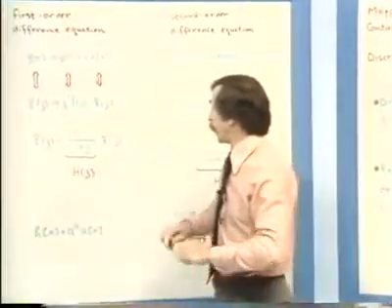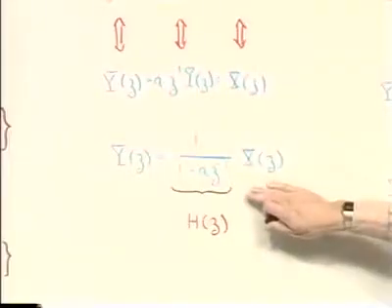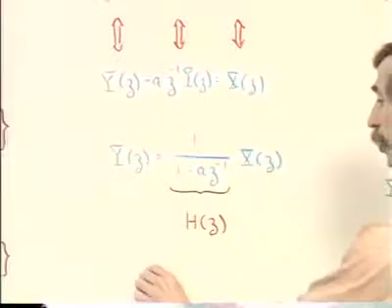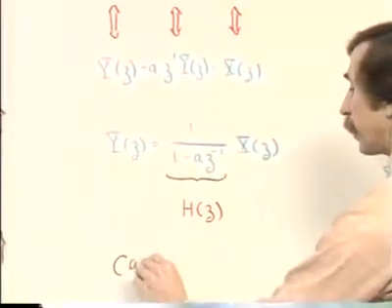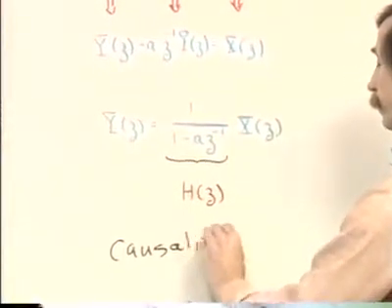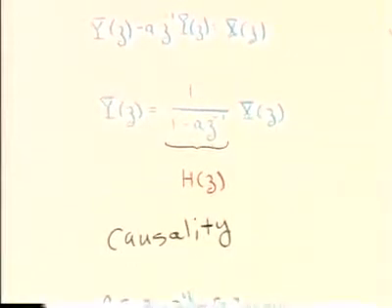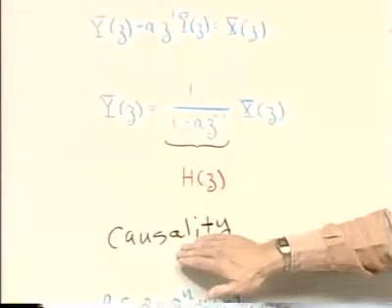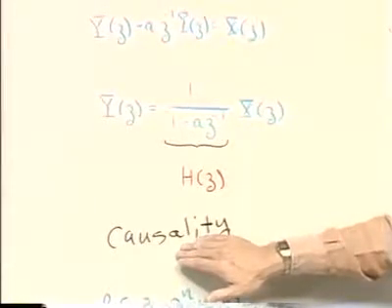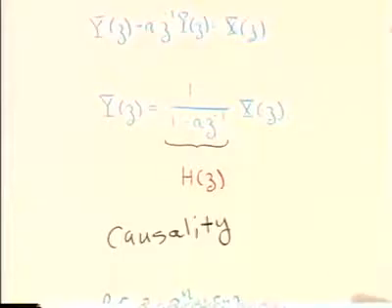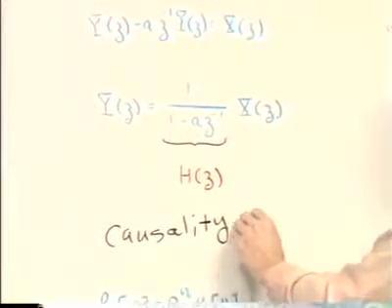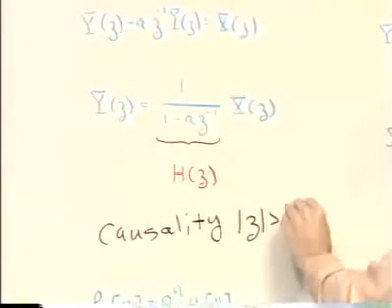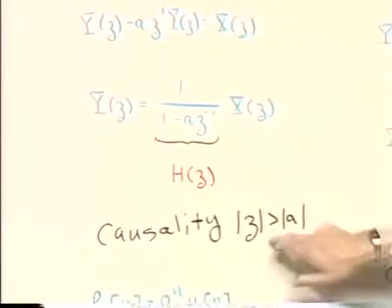So if I, let's say, imposed on this system, in addition to the difference equation, the condition of causality, then what that requires is that the impulse response be right-sided, or the region of convergence be outside the outermost pole. And so for this example, that would require that the region of convergence correspond to the magnitude of z greater than the magnitude of a.